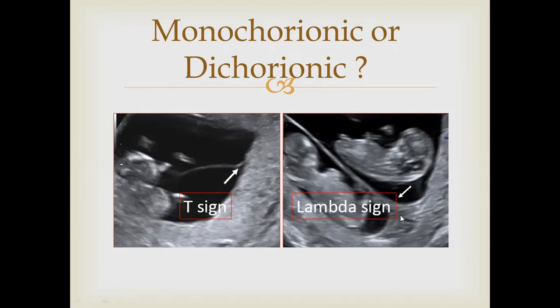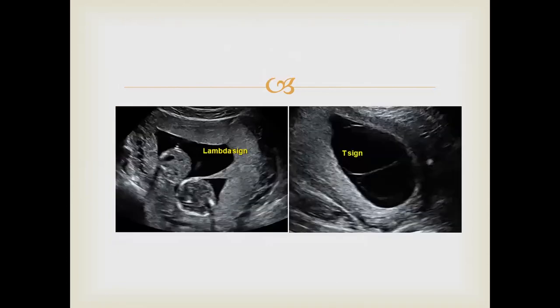This is a picture of the lambda sign or parrot beak sign, characteristic of dichorionic twins. There is placental tissue between the two membranes, the two sacs of the embryos. Here is a T sign, with the membrane inserted just into the placenta like the letter T, and this is characteristic of monochorionic twins, which need special follow-up and are more hazardous, more liable to fetal complications.